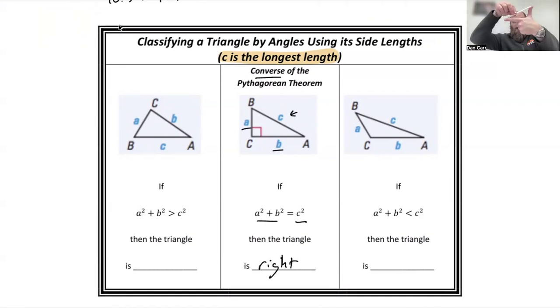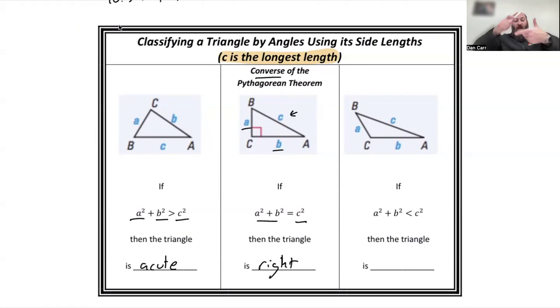But if, instead of a right angle here, I make it less than 90 degrees, notice how that C, that length right here, has gotten shorter. That's our next scenario. If A squared plus B squared is actually greater than C squared, then the triangle is going to be an acute triangle.